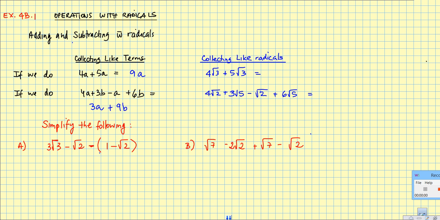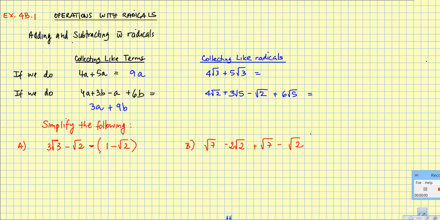Hi everyone, welcome to lesson 21. We are looking at operations with radicals, and it's exercise 4b.1 from your textbook. So what we're going to be concentrating on in this very short lesson is adding and subtracting with radicals.